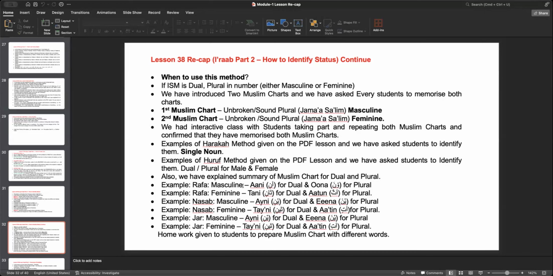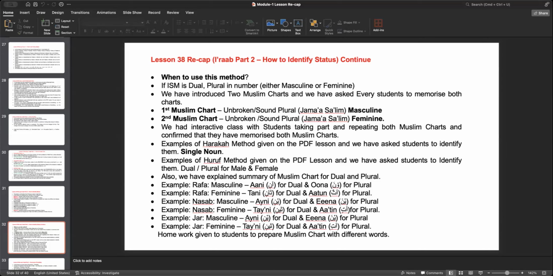Example, Rafa, masculine, Ani for dual, and Una for plural. Example, Rafa, feminine, Tani for dual, and Atun for plural. Example, Nasab, masculine, Aini for dual, and Ina for plural. Example, Nasab, feminine, Taini for dual, and Atin for plural.